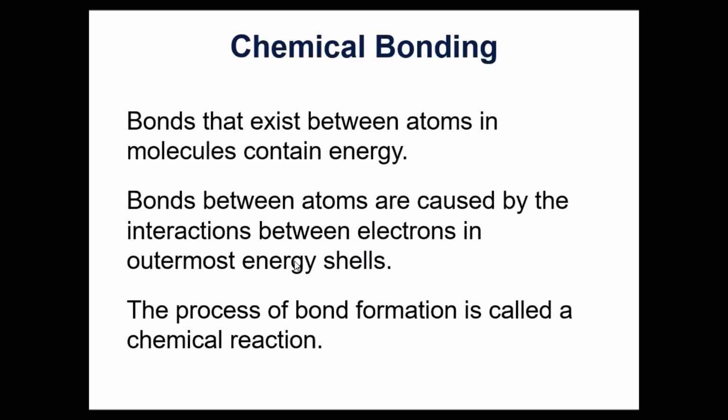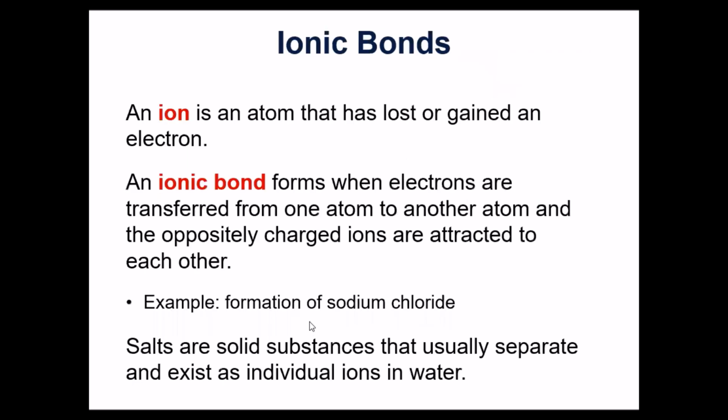Now, you can, of course, put certain atoms together, and certain atoms will create a bond. That process of creating the bond that holds those two atoms together is what's known as a chemical reaction. We'll talk about a couple different types of bonds. For example, an ionic bond. You need to know what an ion is.